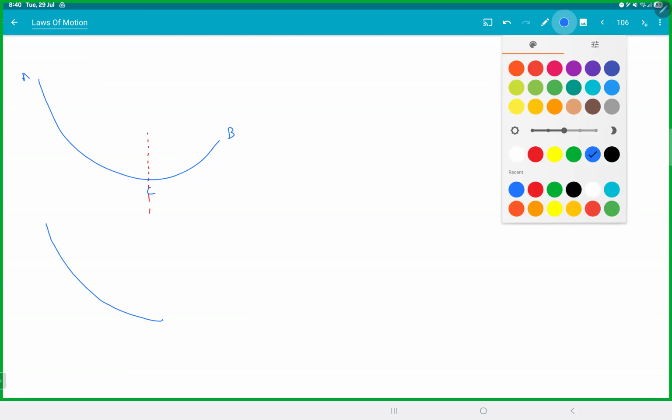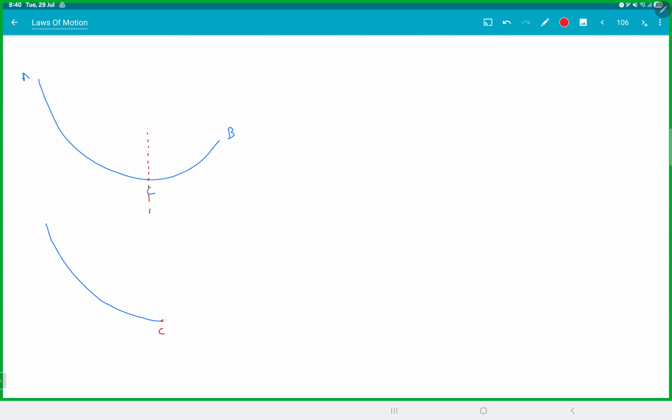Now, what are the forces? Remember, C is the lowest point, so the tangent will be horizontal. So TC will be this way, TA will be this way. This angle was alpha, this angle was alpha. So if you look at the components, this will be TA cos alpha, this will be TA sin alpha.